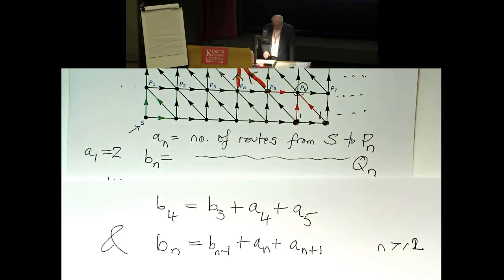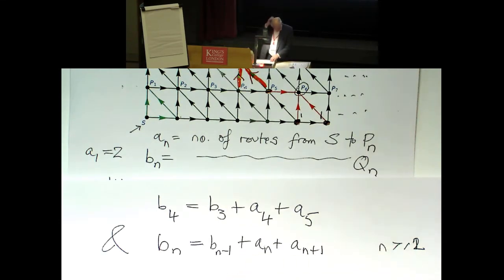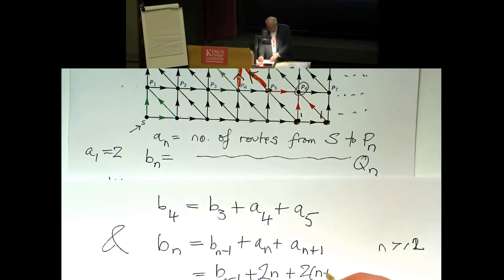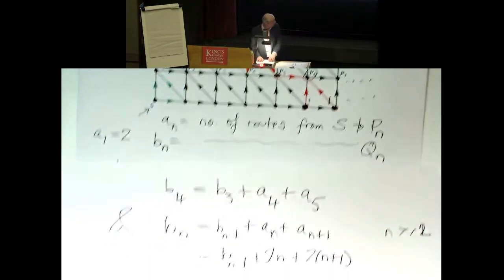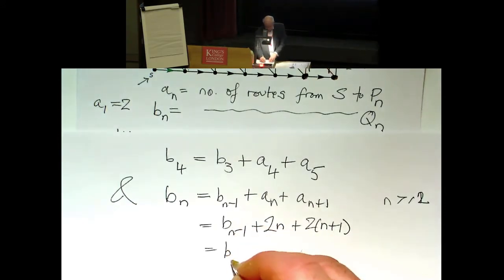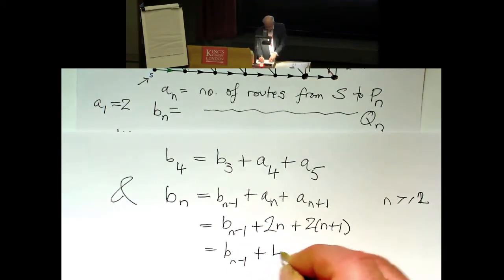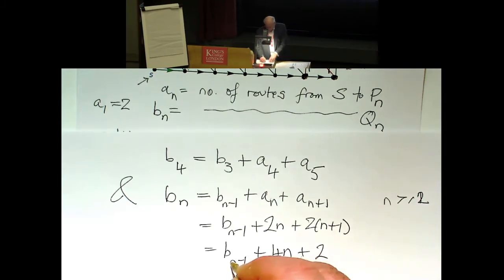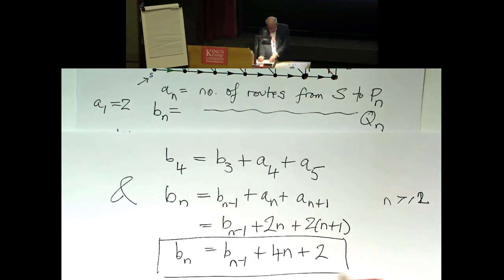But we know what the A's are. So that's equal to Bn minus 1 plus 2n, that's what we showed, plus 2 into n plus 1. That's what the An is, 2n, so An plus 1 is 2 into n plus 1. So that's equal to Bn minus 1 plus 4n plus 2. So that's our recurrence relation for the B's.